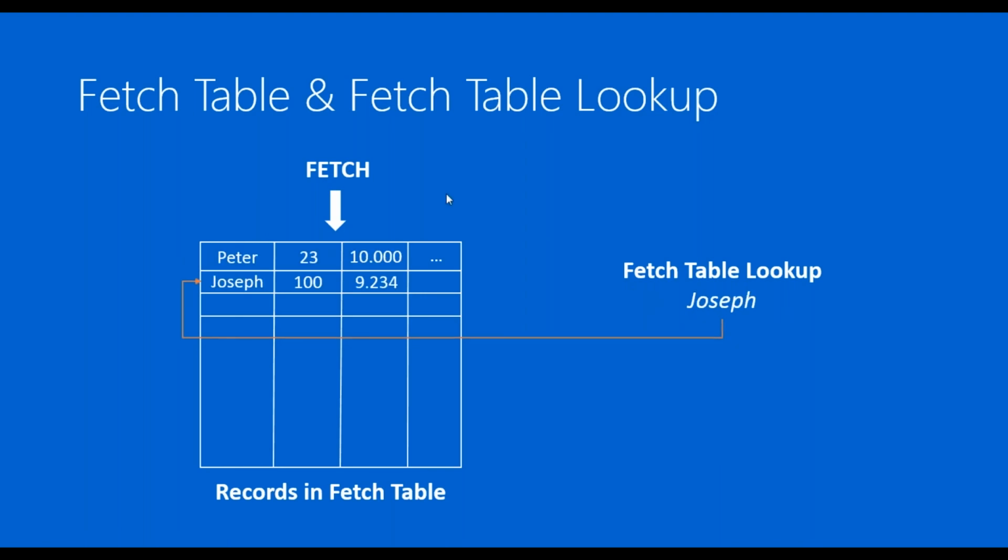What I mean by this is that if I have some contacts in here, Peter, Joseph, with some numbers in the fetch table, I can say that in the fetch table lookup, I will provide you just the key, Joseph, and then I will have access to the actual values. Similarly, if I would provide Peter to the fetch table lookup, I will access these values.